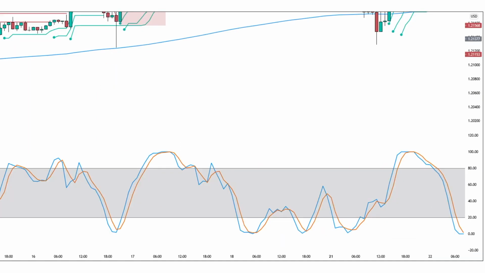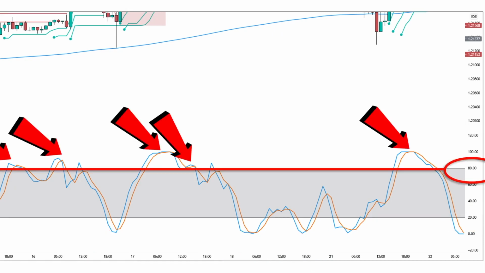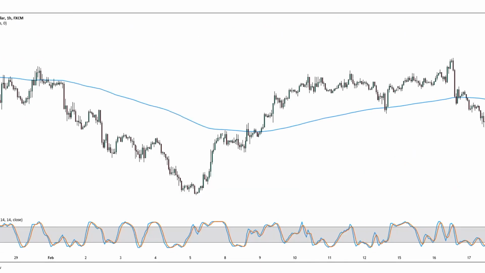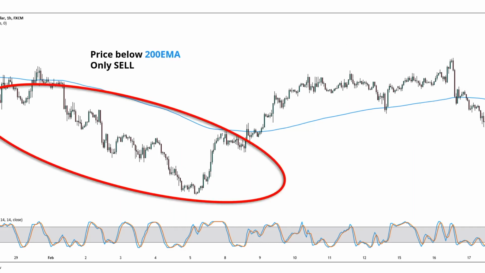We use the Stochastic Rsi as our signal indicator. This means we get a buy signal if the blue line crosses above the orange line in the oversold area, which is below 20. And we get a sell signal if the orange line crosses above the blue line when we are in the overbought area, which is above the 80. Then we use the 200 EMA as our first filter. This means we only are allowed to take buy positions when price is above the 200 EMA and are only allowed to take sell positions when price is below the 200 EMA.